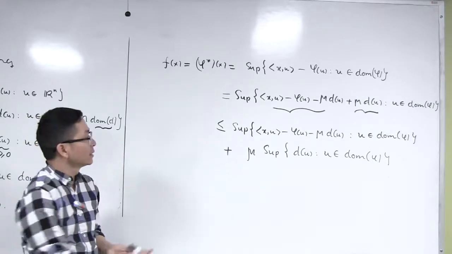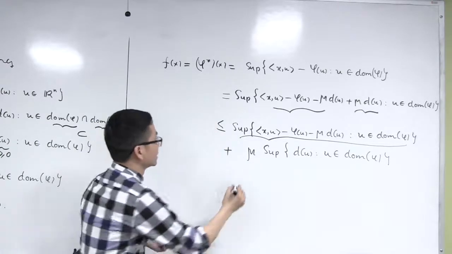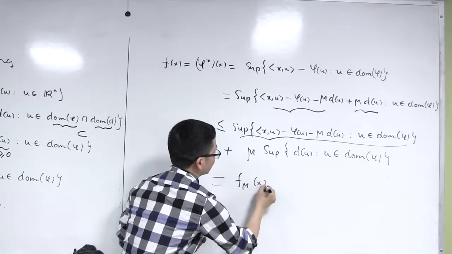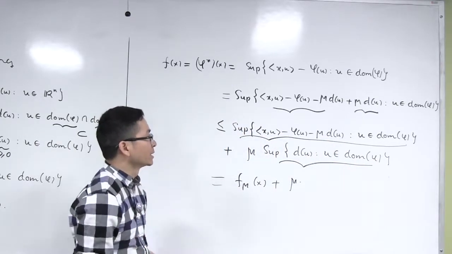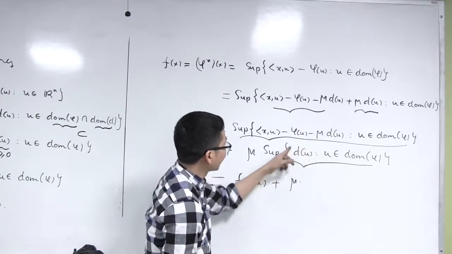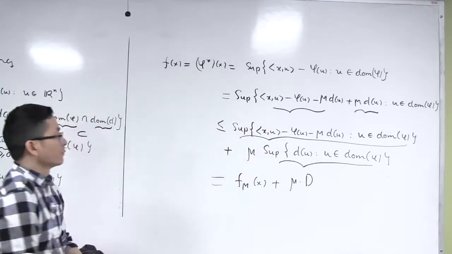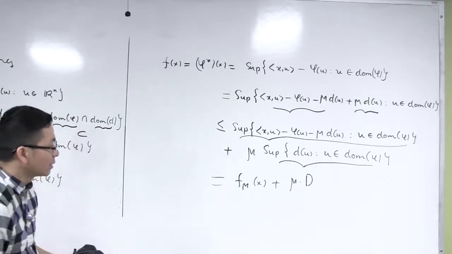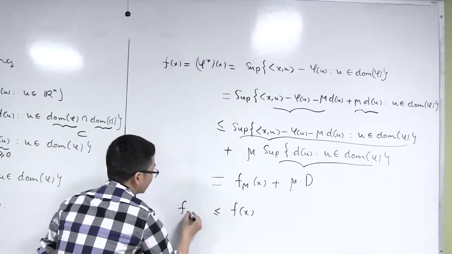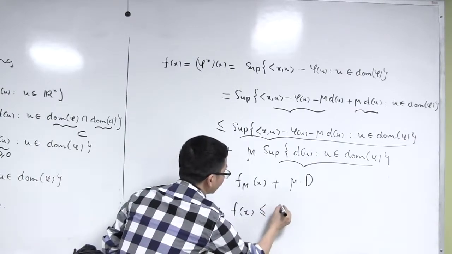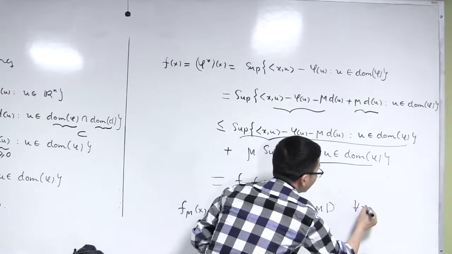Now, from the previous calculation, we already saw that this is exactly f mu of x. So this is f mu of x, and this is mu times this supremum, because d is a proximity function for f. We have that this is a positive constant, a real number. So this is D. From this proof, we conclude that f of x is always greater than or equal to f mu of x, and f of x is less than or equal to f mu of x plus mu times D, and this is true for all x in Rn.